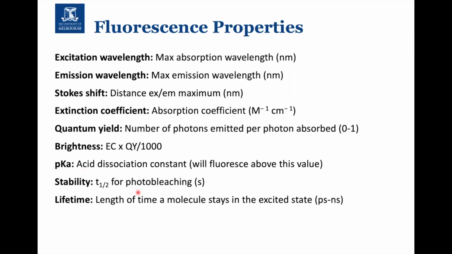We mentioned photobleaching. So how stable is that fluorophore? Stability is given as a T-half, the number of seconds it takes to reduce the signal to half. And then finally, the fluorescence lifetime, which we'll talk about later on in the lecture as well, is the length of time the molecule stays in that excited state.